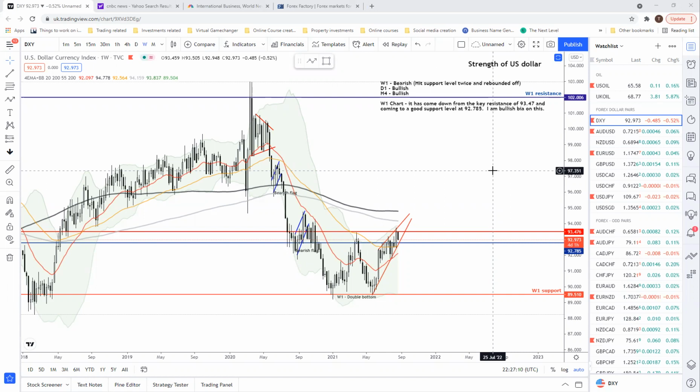So let's start off with dollar index first, where it shows the strength of the US dollar and how it could potentially impact the US dollar pairs that we are looking at later, okay?